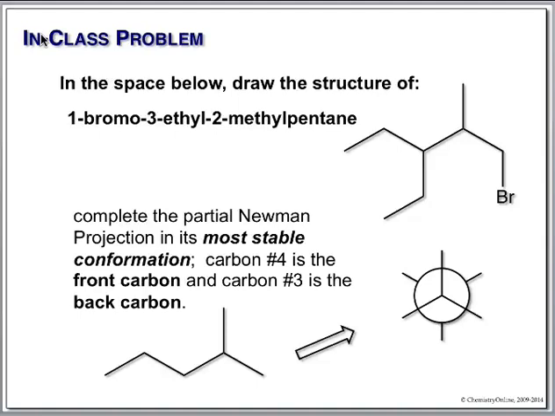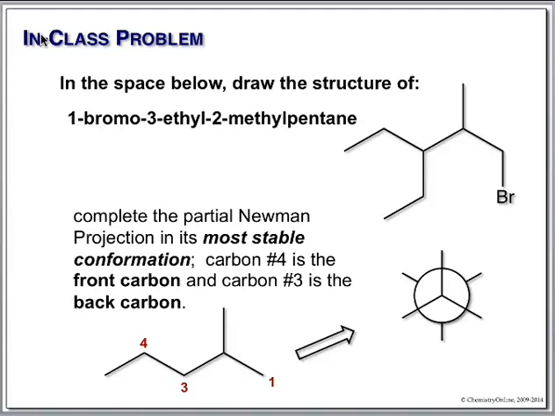All right, our next guy here, we have this very simple little molecule, and we simply want to convert it to a Newman projection. Specifically, this says carbon four is going to be our front carbon. Carbon number three is the back. So, as we number this, this is going to be carbon one, and three and four are down here.